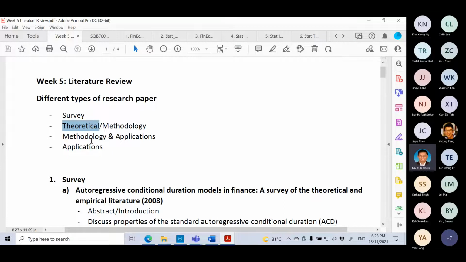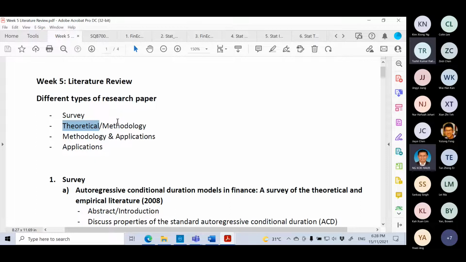The methodology here means they propose certain models and describe them in words. But sometimes when they propose a model, they do not have a theoretical proof, like writing in theorem form. Therefore, I call it just a methodology together with the application. It means that after they propose a model A, they will provide the applications, how to use model A.